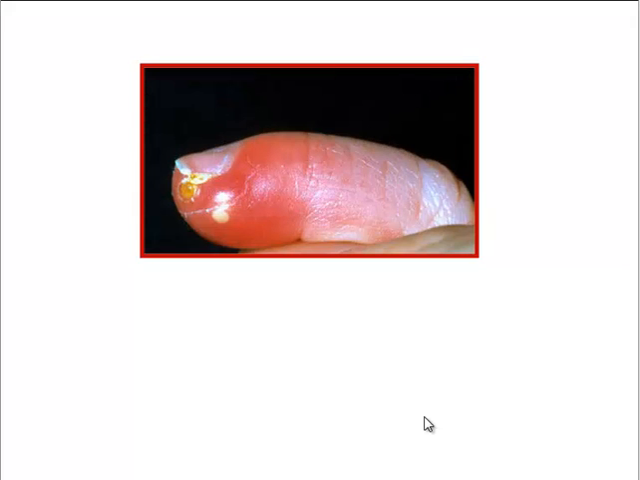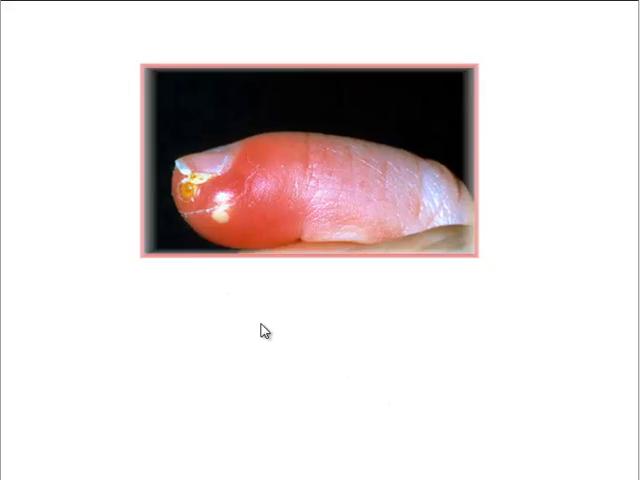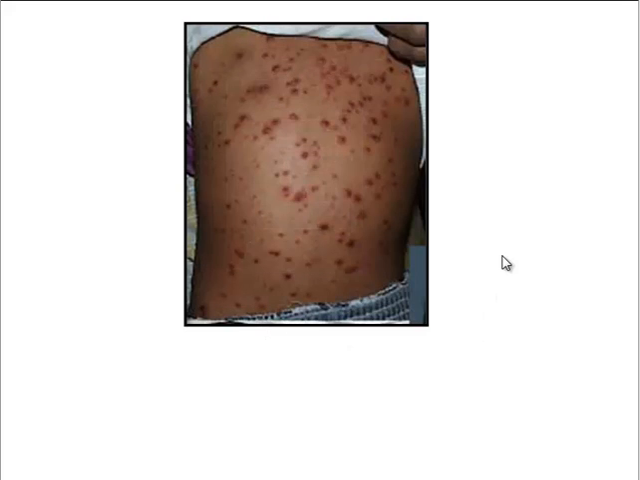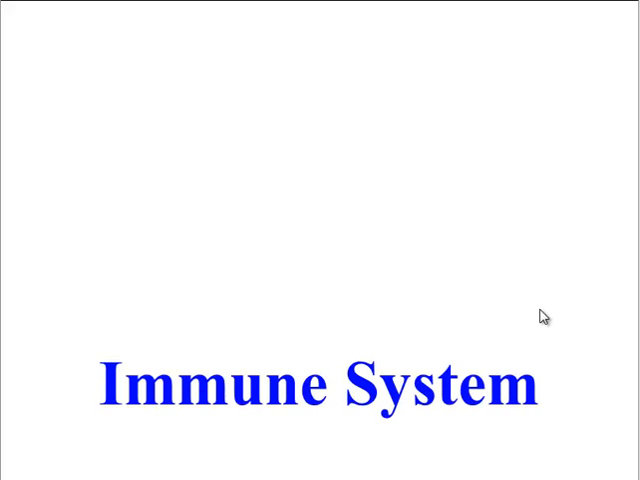Have you ever wondered why a cut sometimes becomes red and swollen and filled with pus? Or why you got the chickenpox once but never got it again? Well, in order to answer these questions, we're going to take a look at the human body's immune system.